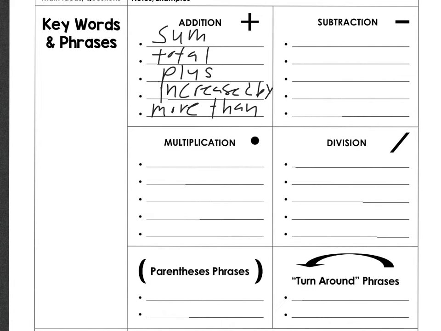So now, what about what words mean subtraction? Let's think about this. Difference, right? Difference, D-I-F-F-E-R-E-N-C-E. Okay, minus. You can have 5 minus 2, right, is 3. Minus. Decreased by. So when we're increasing, we were adding. When we decrease, we're subtracting.